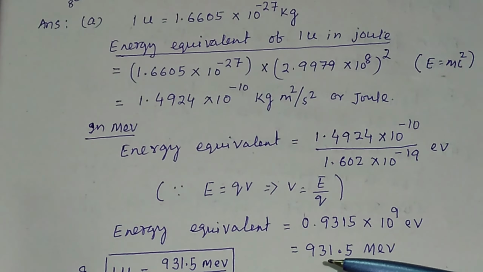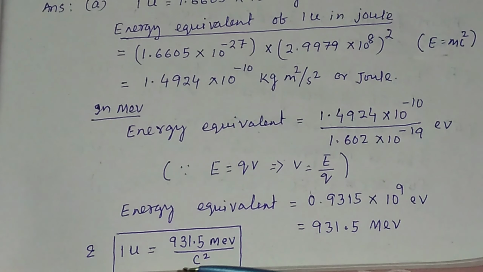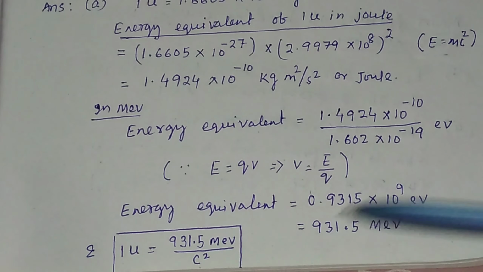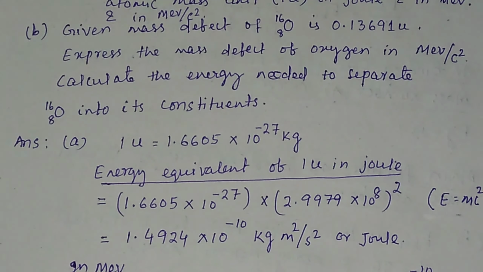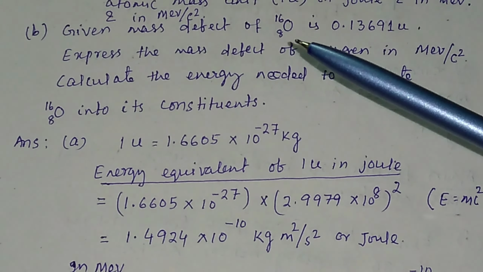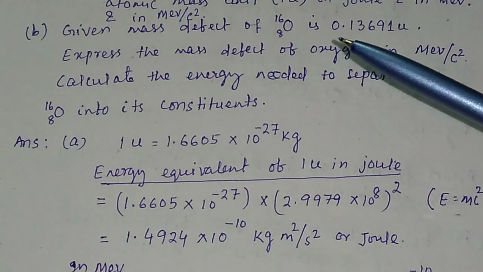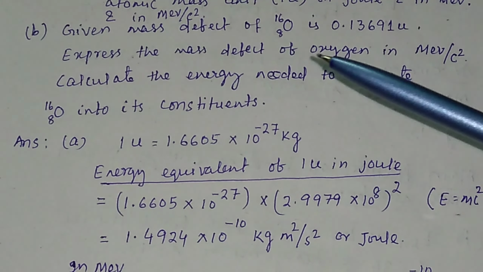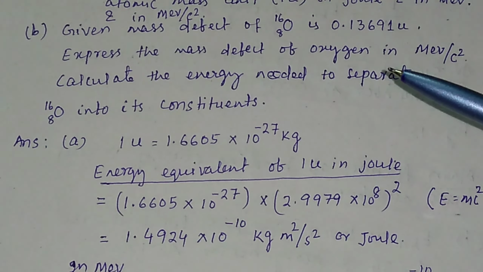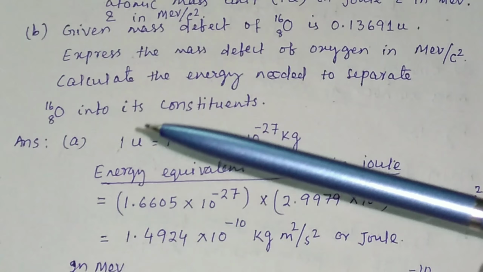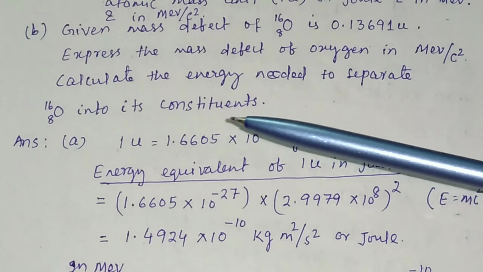And if you write 1 atomic mass unit in terms of MeV per c square, then it will be equal to 931.5 MeV divided by c square. Now let us calculate the mass defect for an oxygen isotope, suppose equal to 0.13691 U, that is AMU, and we have to express the mass defect of oxygen in MeV per c square and calculate the energy needed to separate the oxygen-16 isotope into its constituents.